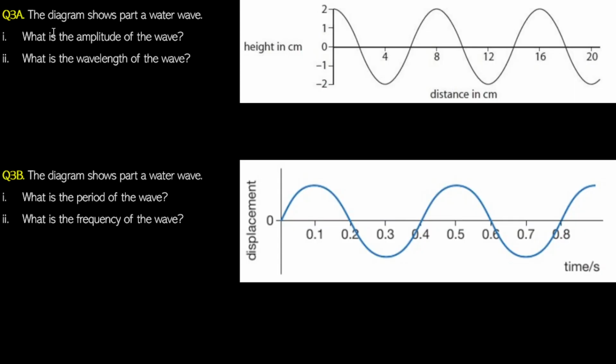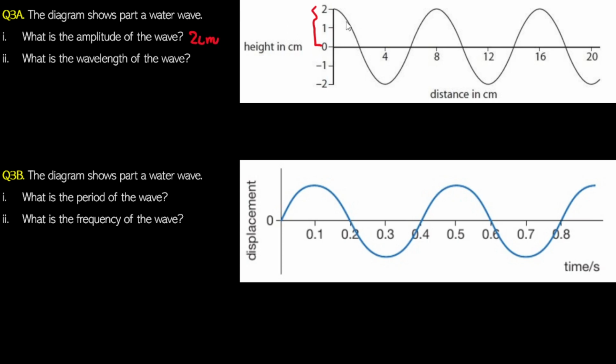Question 3a. The diagram shows you part of a water wave. What is the amplitude of the wave? We've done this before, so let's do it again. The amplitude is the maximum height that you can reach. So it is 2 centimeters.